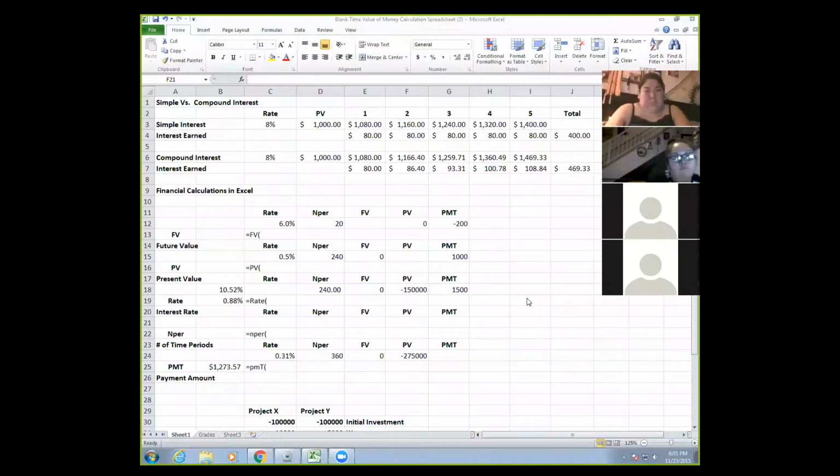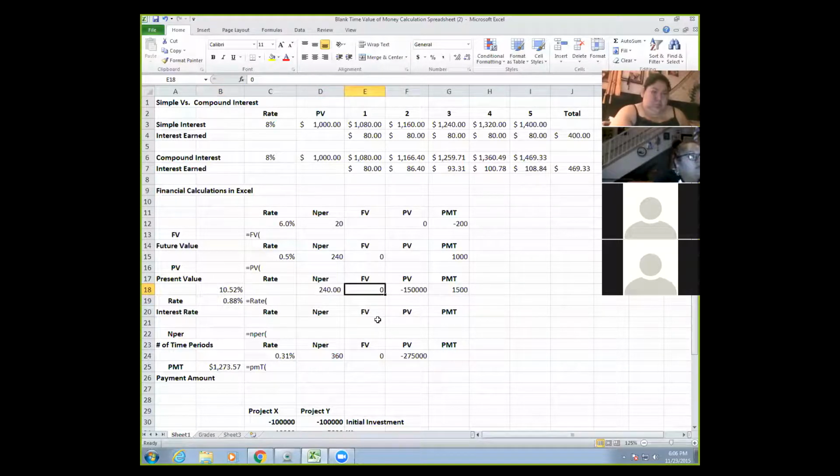So the answer was 10.52%, at least in Excel 2010. And let me show you. All right, right here. So again, I gave you the payments per month, so everything else has to be on a monthly basis. In this case, it's just the number of months. So 20 years at 12 months a year is 240 months.